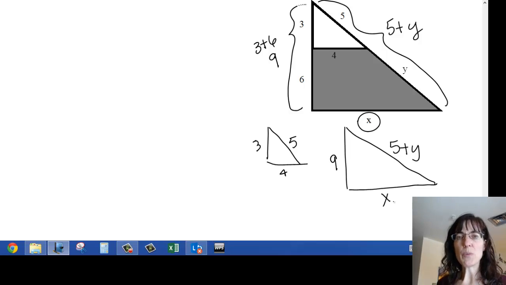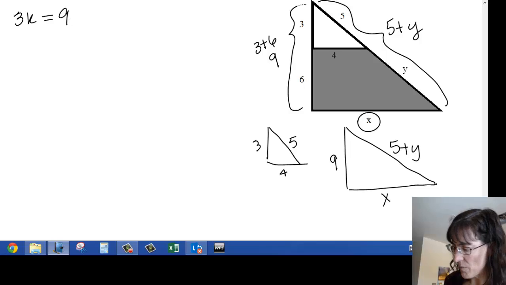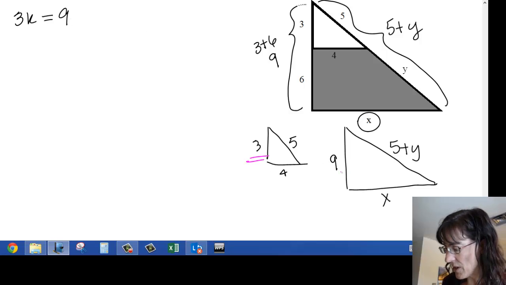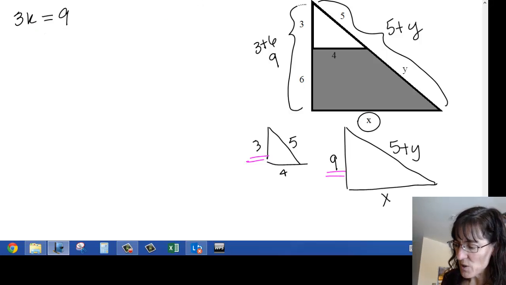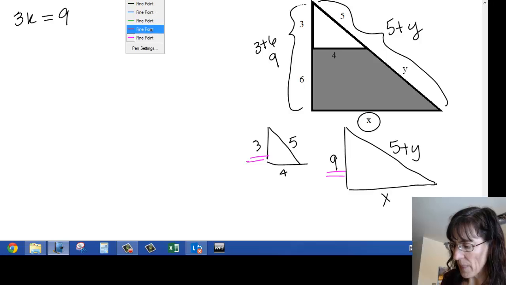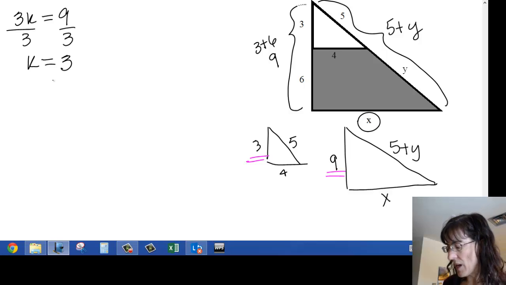Now remember, similar triangles means that they have to have that k that they're each multiplied by. So I have 3k equals 9, because I want to go with the ones that are actually just plain old numbers, because that's where I'm going to get a real value for k. So when I'm doing that, I divide both sides by 3, and my k equals 3. And then I can look at the other two and calculate them.